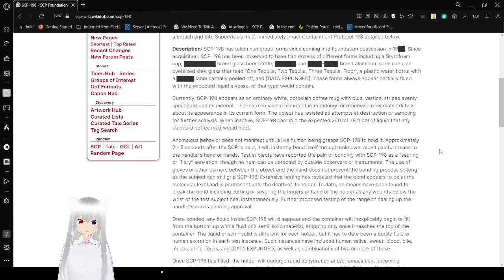Description: SCP-198 has taken numerous forms since coming into Foundation possession in 19 blank. Since acquisition, SCP-198 has been observed to have dozens of different forms, including a styrofoam cup, a blank branded beer bottle, blank and blank ink branded aluminum soda cans, an oversized shot glass that reads 1 tequila, 2 tequila, 3 tequila floor, and a plastic water bottle with a blank label partially peeled off. These forms always appear partially filled with the expected liquid a vessel of that type would contain.